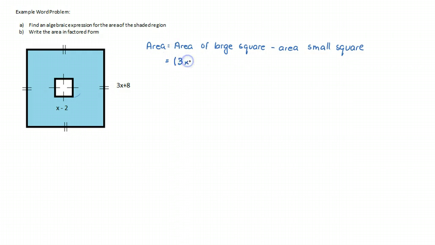We're going to multiply (3x + 8)², which is (3x + 8) times (3x + 8). And then minus, and we're going to say (x - 2) times (x - 2). Now we're going to expand this. 3x times 3x is 9x². And you'll notice when I expand binomials, or sorry, multiply binomials, I like to actually keep them in brackets. And you'll see why in a minute.